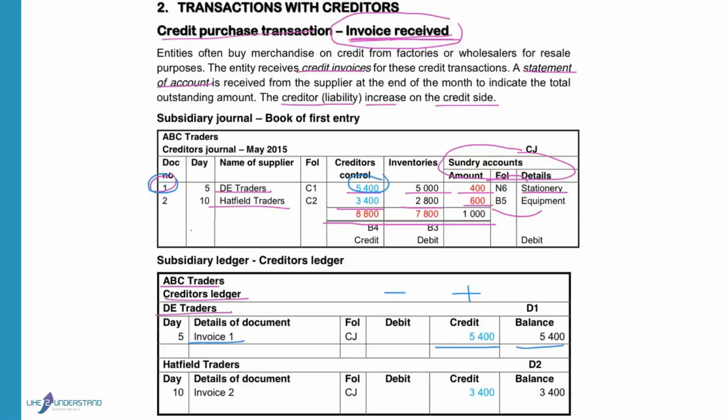If we look at Hatfield Traders, the date that this transaction took place was on the 10th. This is now my invoice renumbering, invoice 2. I indicate from which journal I posted it, and the total amount that we owe them is 3,400, and we will show that we owe them 3,400. The entries posted to the subsidiary ledger, creditors ledger or debtors ledger, are done on a daily basis so that you can see immediately how much money is outstanding to this creditor.